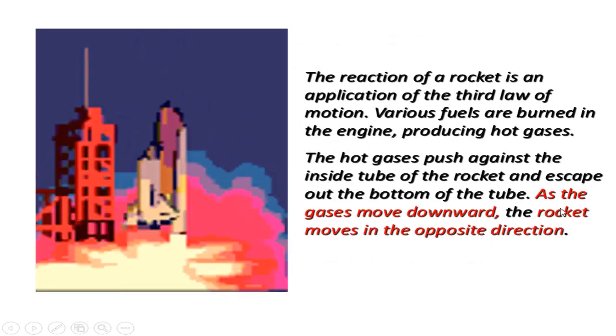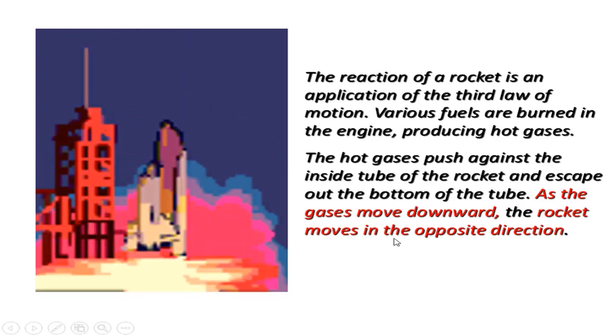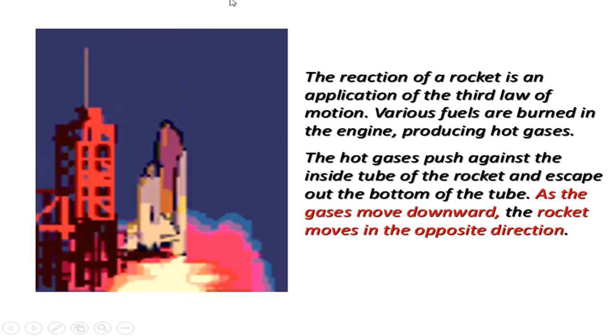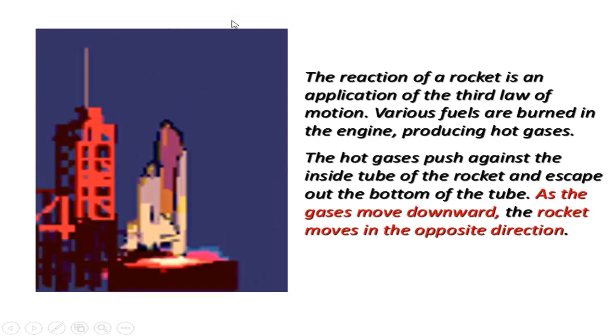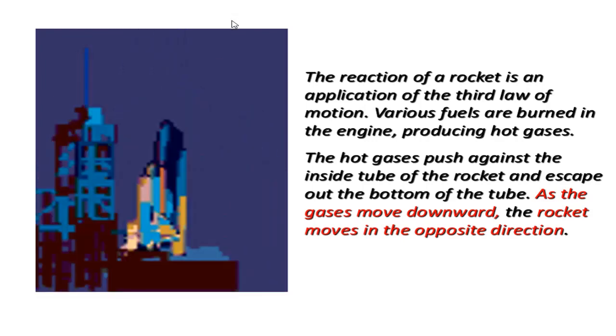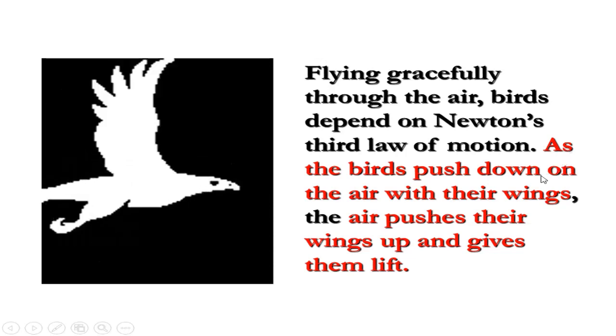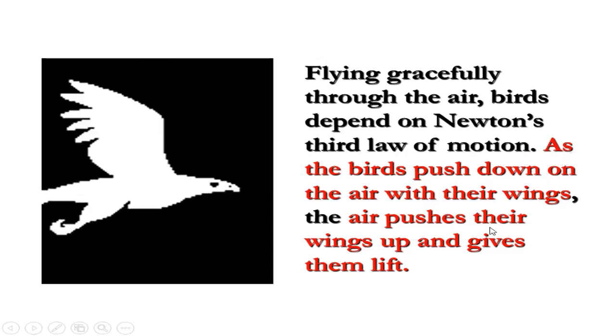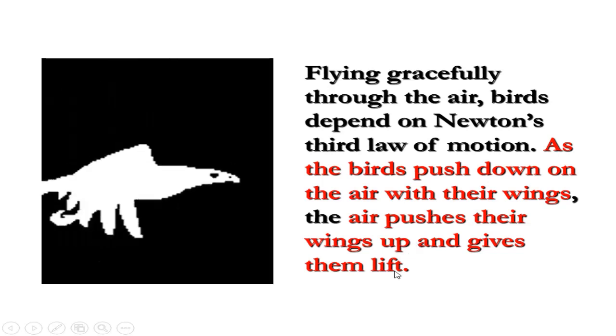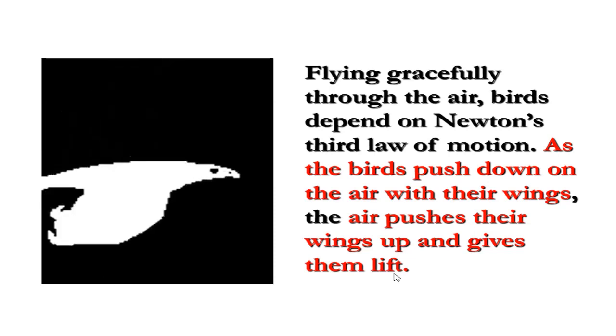Focus on the red sentences. As the gases move downward, the rocket moves in the opposite direction, upward. The gas goes downward, the rocket goes upward. It means equal action, opposite reaction, or equal forces, opposite reaction. Downward for the gas, upward for the rocket. How about this one, the red sentences: as the bird pushes down on the air with its wings, the air pushes its wings up and gives it lift. So the bird can fly because of the reaction force: the wings push down, then the air pushes up. So the bird flies.